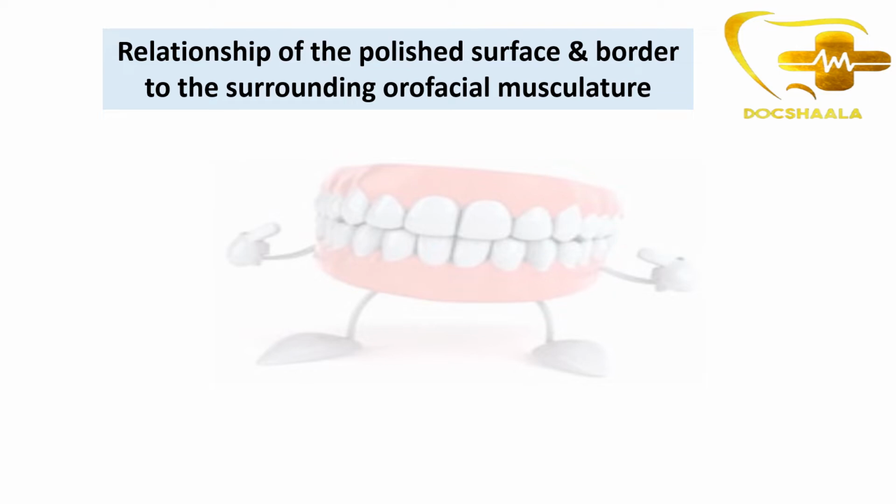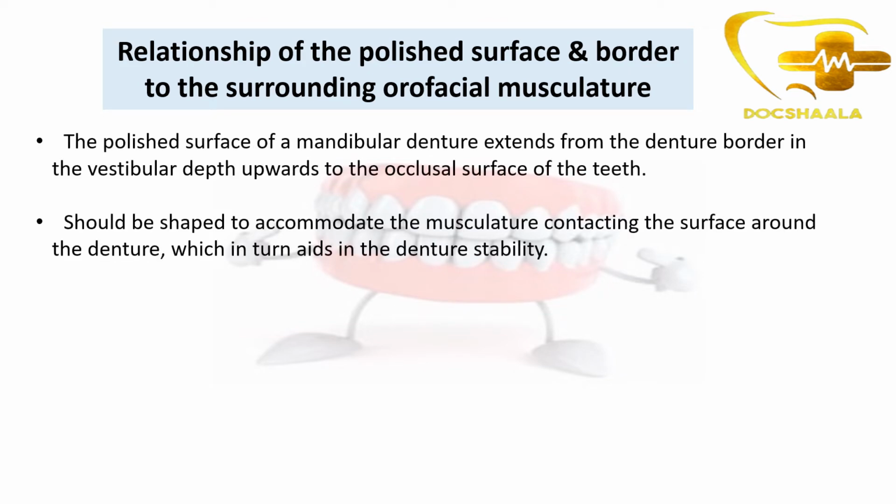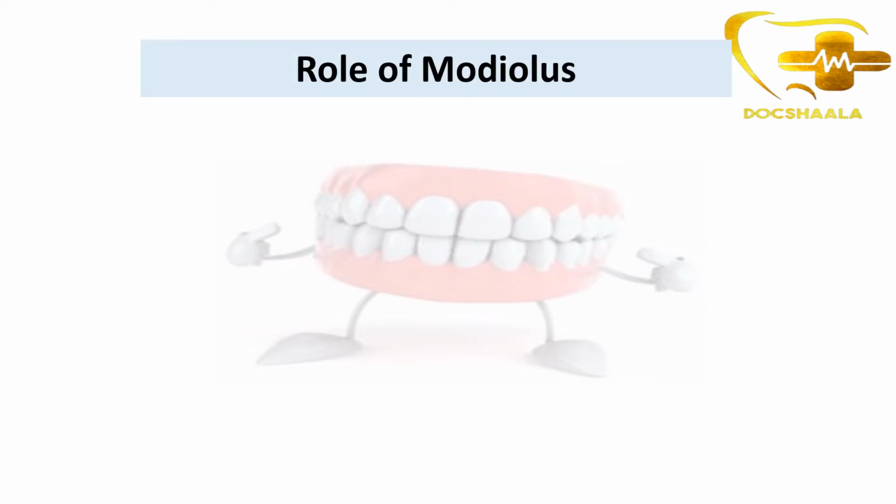Now the relationship of the polished surface and border to the surrounding orofacial musculature. Let's see what factors are involved in this. The polished surface of the mandibular denture extends from the denture border in the vestibular depth upwards to the occlusal surface of the teeth. So this is the teeth, and this is the polished surface, the surface which we polish during the finishing of the denture. It should be shaped to accommodate the musculature contacting the surface around the denture, which in turn aids in denture stability.